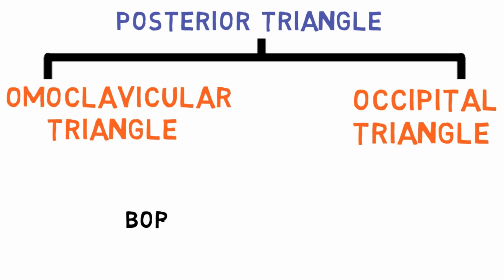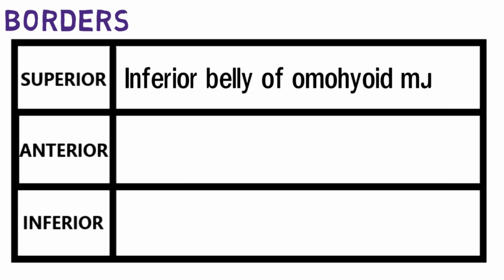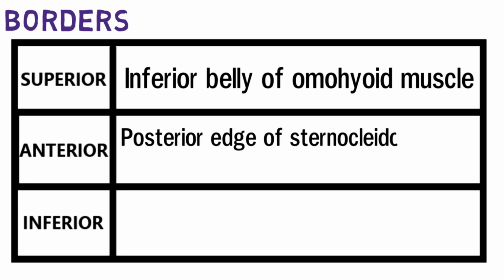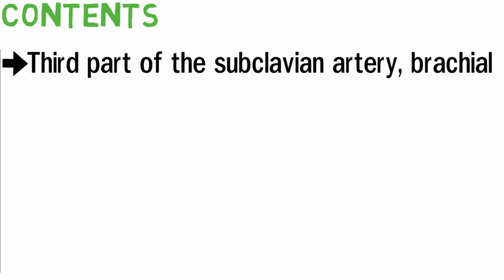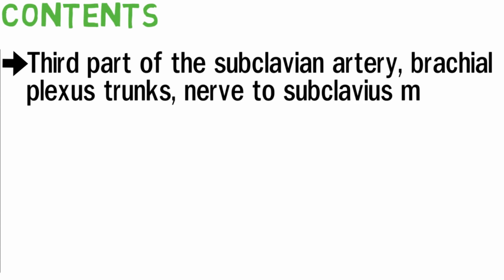So let's discuss each of them separately and see the borders and contents of these triangles. Starting with the omoclavicular triangle. The borders of this triangle are the superior border, formed by the inferior belly of the omohyoid muscle, anterior border, formed by the posterior edge of the sternocleidomastoid muscle, and the inferior border, formed by the clavicle. The contents of this triangle are the third part of the subclavian artery, brachial plexus trunks, the nerve to the subclavius muscle, and lymph nodes.